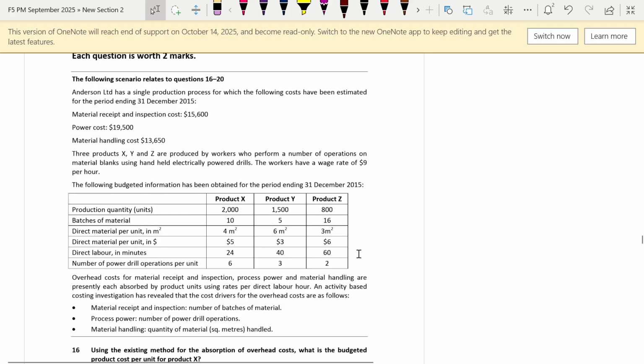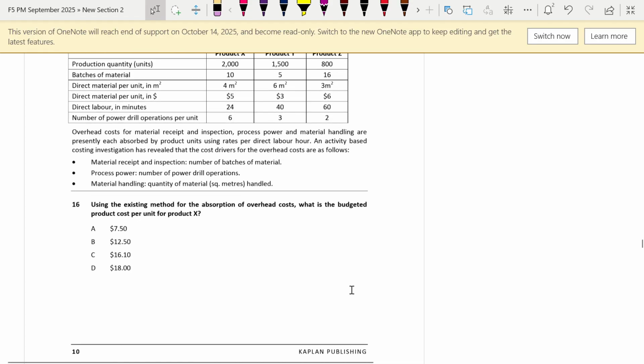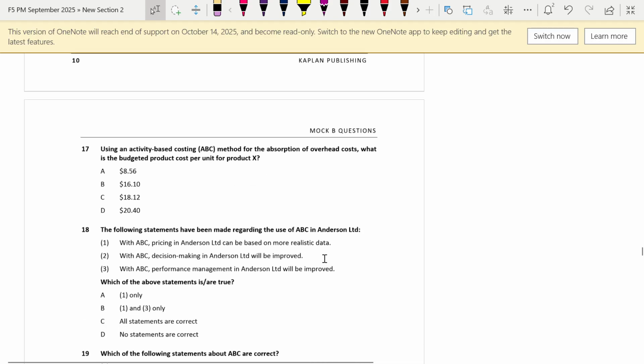Read the questions first, okay? The first question is, using the existing method, absorption of overhead cost, what is the budgeted cost per unit? Next, based on the activity-based costing method, what is the budgeted product? It means one question on absorption costing, one question on activity-based costing.